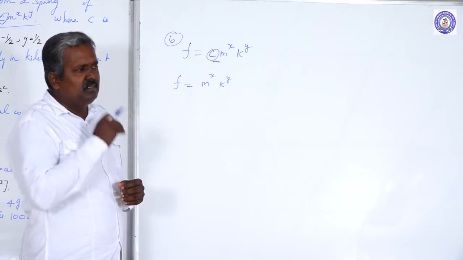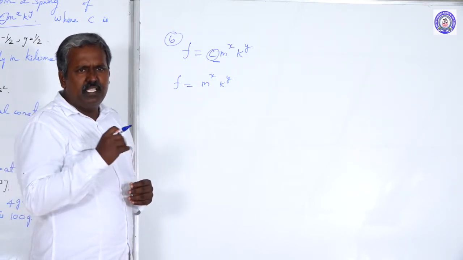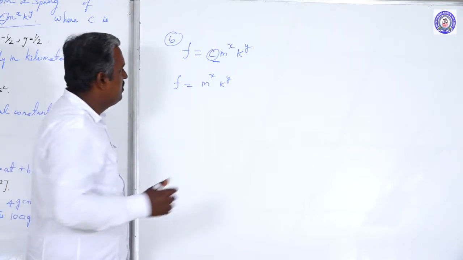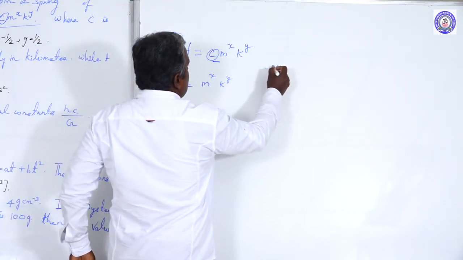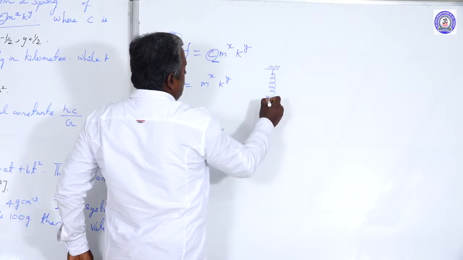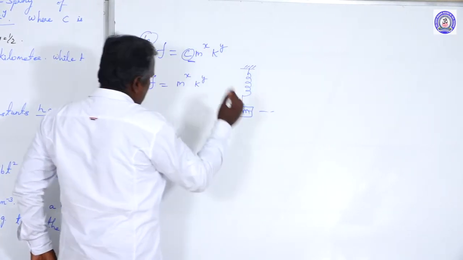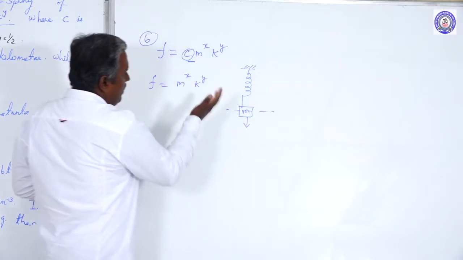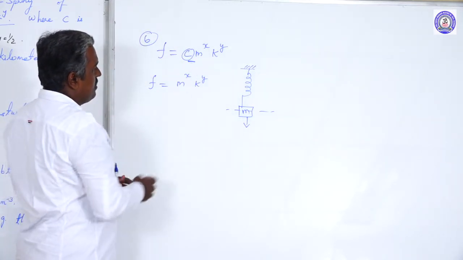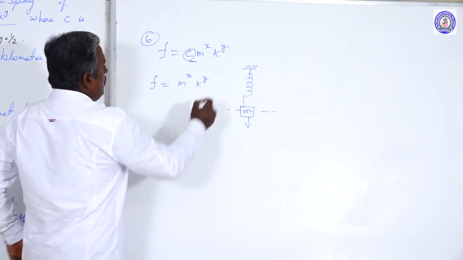Already we have discussed this in oscillations, combinations of springs, series and parallel, like this. This is a rigid support. This is the mass, this is m, hanging right there, just oscillates. Okay.